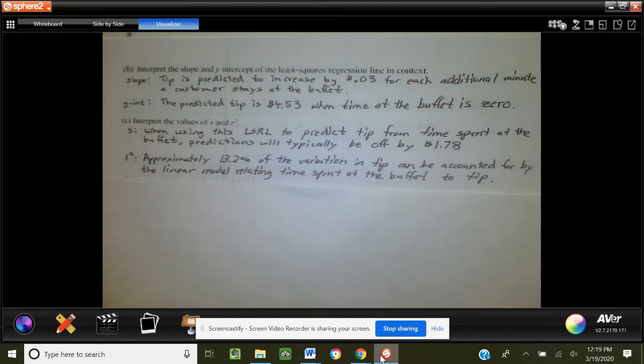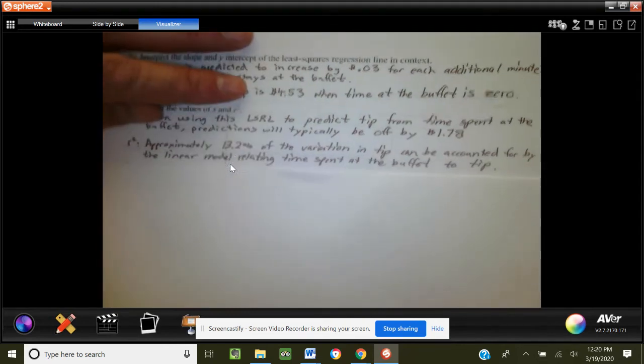All right. And then for S and R squared. For interpretation of S, make sure you put in here something about when using this LSR to predict y from x in context. That does need to be there. And for R squared, you have to have approximately in front of the R squared value, because it's not ever going to be exactly 13.2% of the variation or whatever it is. So just a couple of common errors on those interpretations I wanted to point out.